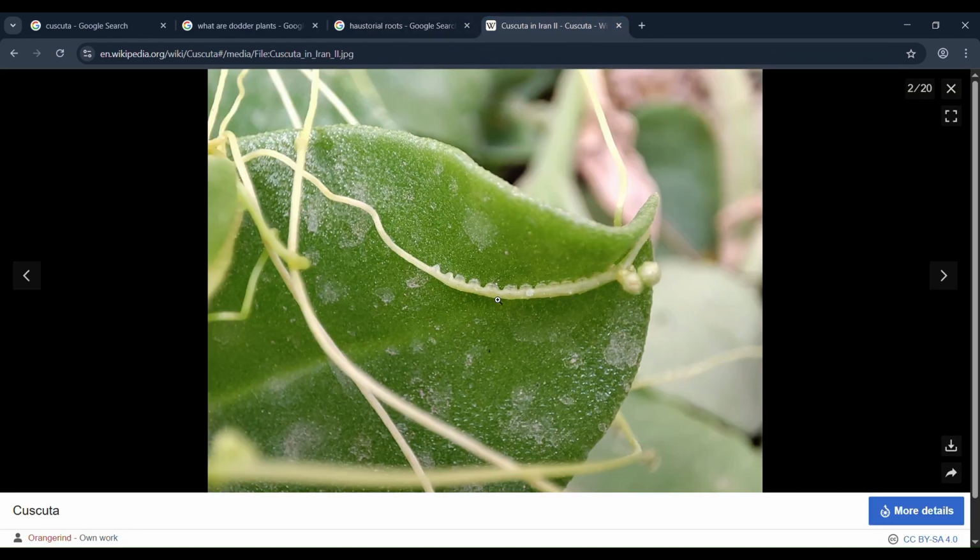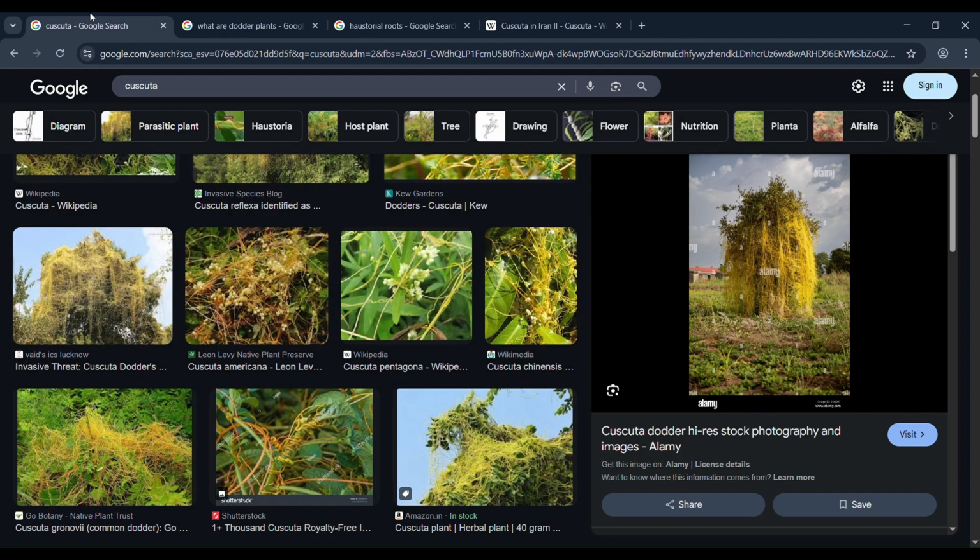So this is a close-up of those root-like structures, through which the twining is attached to a leaf. So how convenient. So that is Cuscuta for you.